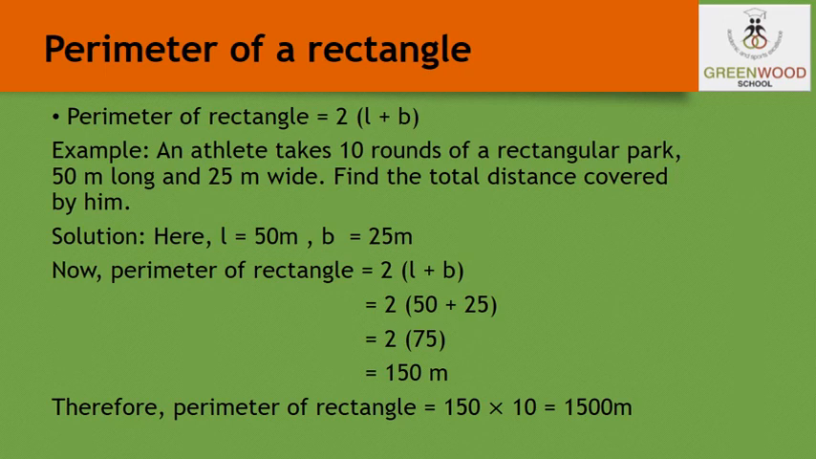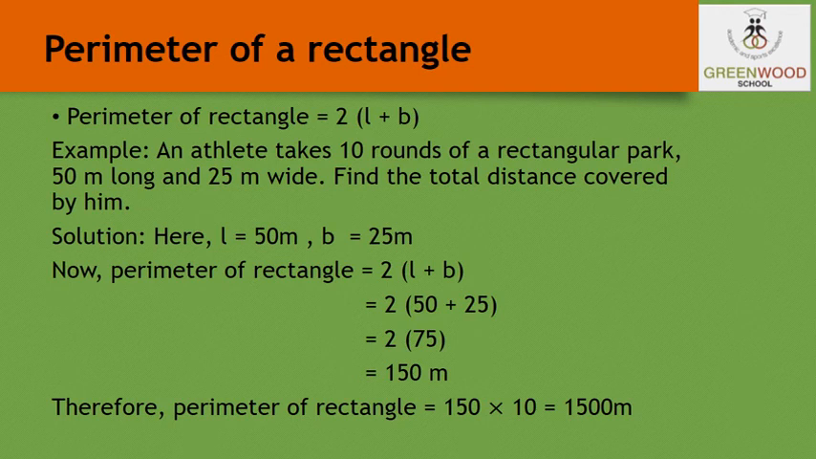Now let us understand the perimeter of rectangle. The formula to find perimeter of rectangle is equal to 2 into L plus B, where L is the length of rectangle and B is breadth of rectangle. Let us understand that by an example.